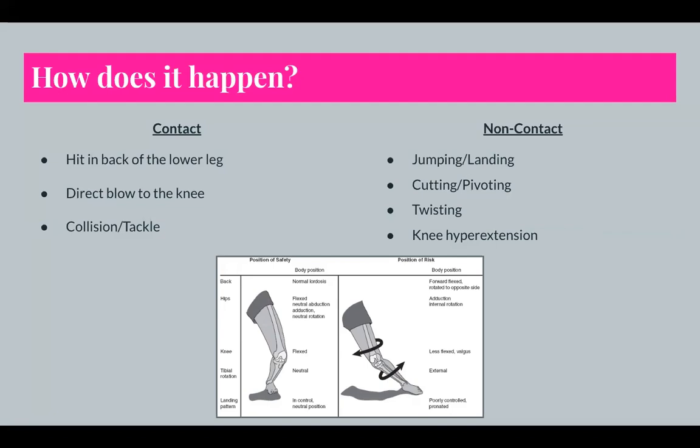As for non-contact ACL injuries, they are more common and often linked to poor movement patterns or muscle imbalances. These injuries typically occur when the knee is placed in a vulnerable position during dynamic activities such as jumping and landing, cutting, pivoting, twisting, or the knee being hyperextended. The primary contributors to non-contact ACL injuries are often muscle weaknesses, poor biomechanics, or a combination of both.